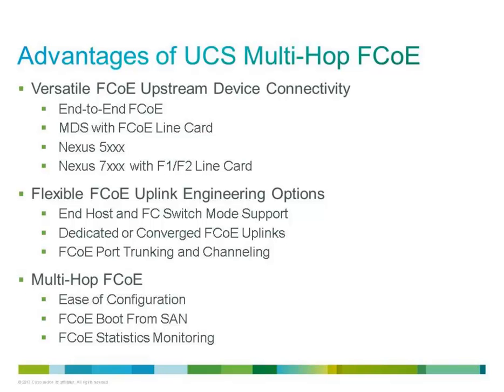Second, UCS multi-hop FCoE delivers flexible FCoE uplink engineering options, including the support of N-host mode, also known as NPV mode, and Fibre Channel switch mode, dedicated FCoE or converged FCoE uplinks, and FCoE port trunking and channeling. And last, ease of configuration, the ability to boot from SAN over FCoE, and FCoE statistics monitoring within the UCS Manager are just a few of the additional advantages of multi-hop FCoE within UCS.